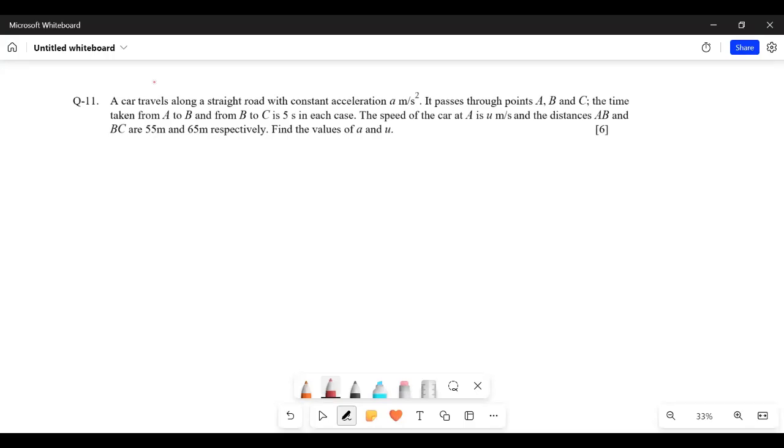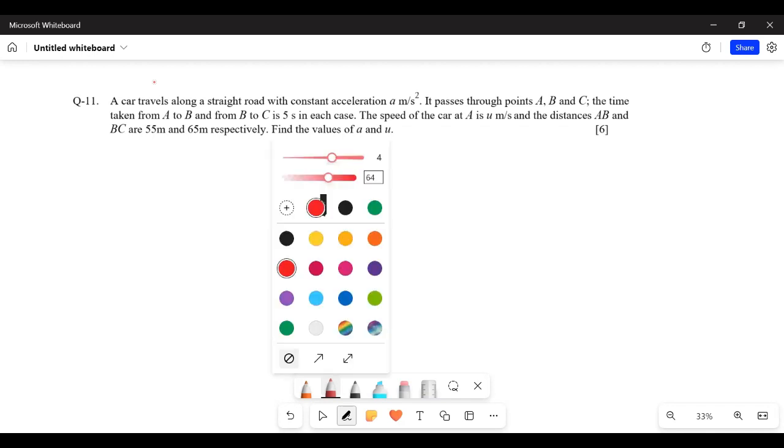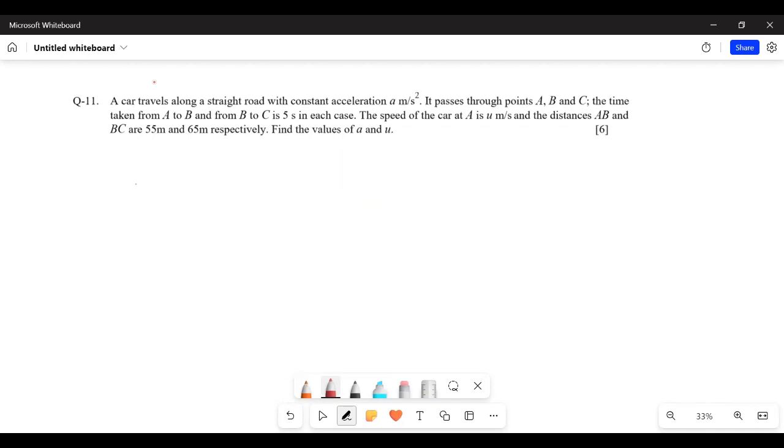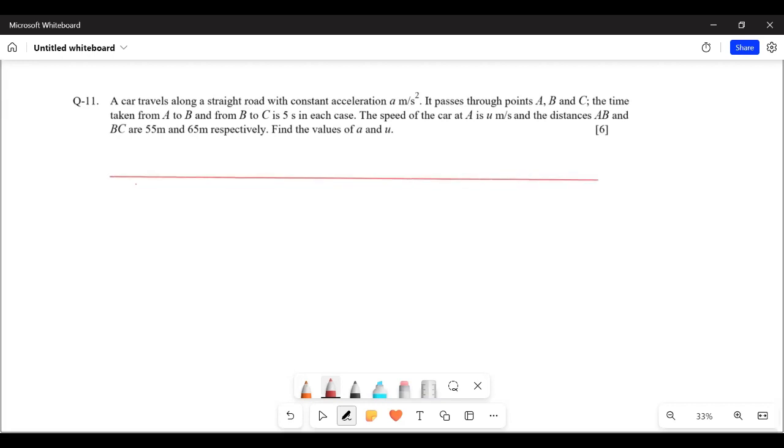So we're starting question number 11 of the worksheet forces in motion. A car travels along a straight road with a constant acceleration a, passes through points A, B, and C. Let's say A is here, B is somewhere over here, C is somewhere over here. The time taken from A to B and B to C is 5 seconds. So this is 5 seconds, 5 seconds.